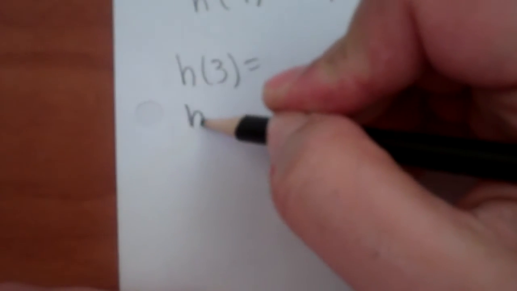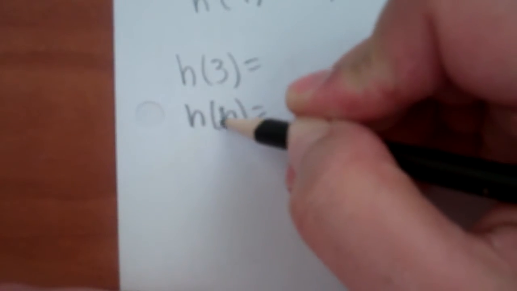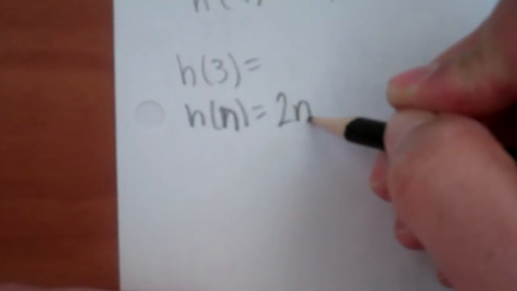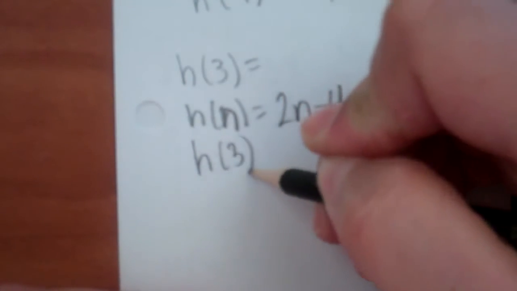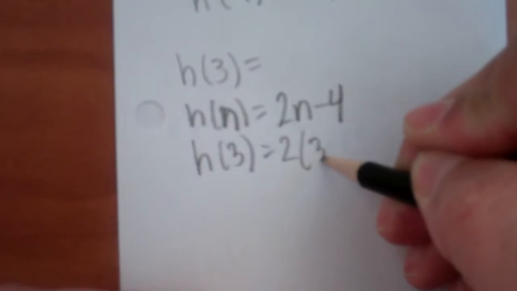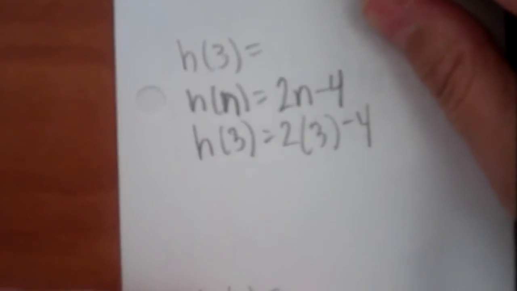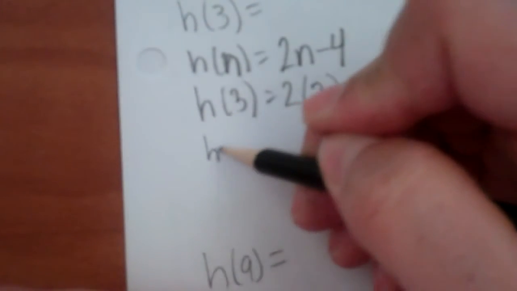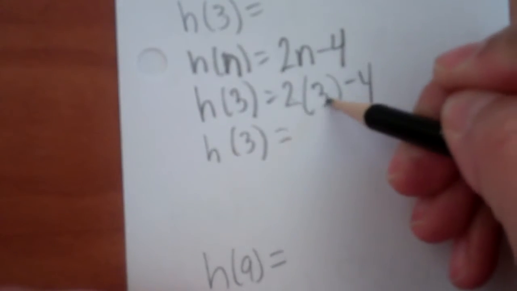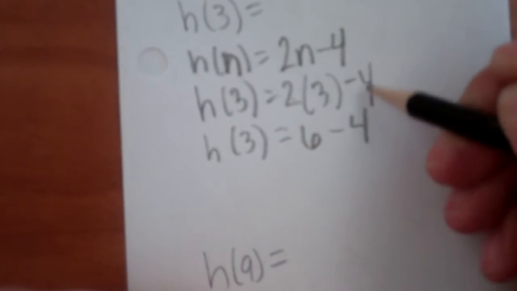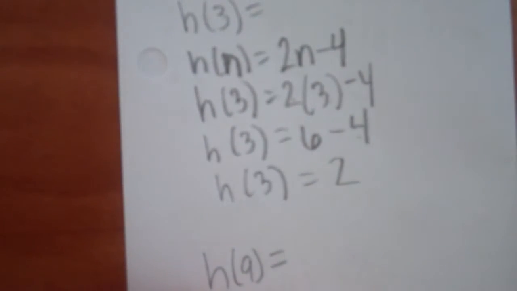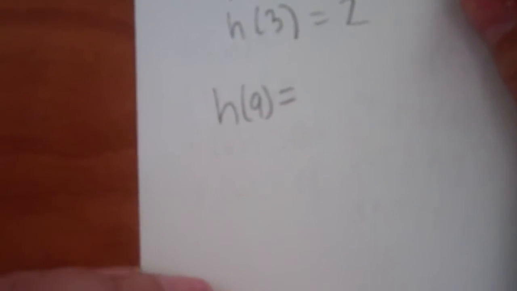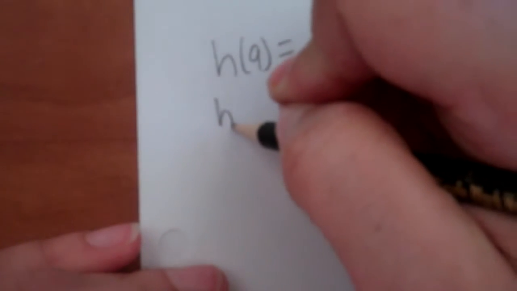Let's try h of 3. Here's my function, h of n equals 2n minus 4. I want to put 3 in, that's where it says, put 3 in for my n. So 2 times 3 minus 4. Again, I have to use PEMDAS. h of 3 equals multiplication first, 6, bring down your minus 4. So h of 3 is going to equal 2. There's my mathematical sentence.